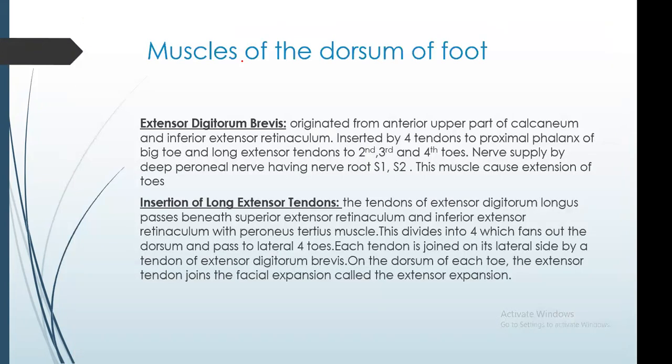Okay, now muscles of the dorsum of the foot, the superior part of the foot. The extensor digitorum brevis originates from the anterior upper part of the calcaneum and the inferior extensor retinaculum. This is inserted by 4 tendons to the proximal phalanx of the big toe and the long extensor tendons to the second, third, and fourth toes. The nerve supply is the deep peroneal nerve, having nerve root of S1 and S2. This muscle causes the extension of the toes.